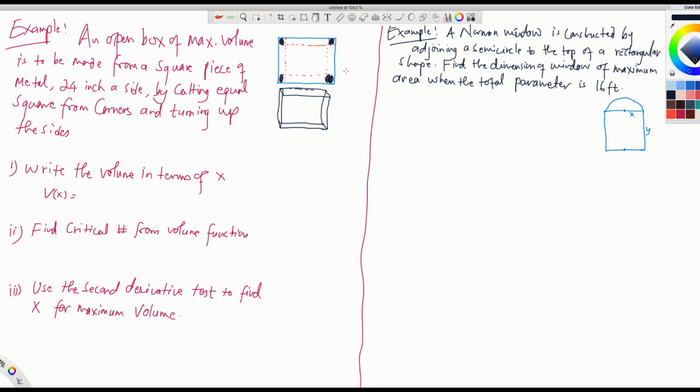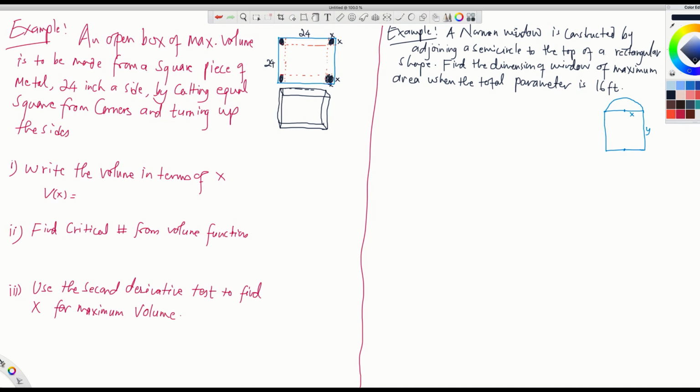So suppose this is the X. That is the length or the side of the square that is to be removed. It has length X. So let us complete reading this question first. An open box of maximum volume is to be made from a square piece of metal 24 inch a side. So originally it is 24 inch, and this is also 24 inch, by cutting equal squares from each corner and turning up the side.